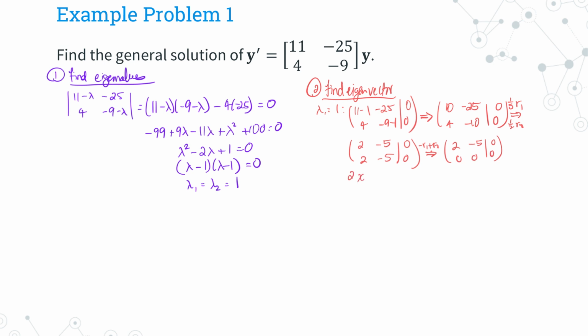So 2x1 minus 5x2 equals 0. So 2x1 is equal to 5x2, which tells us that our eigenvector would then be, well, let's see here. If we let x1 be 5, then x2 is 2, and that would make them equal. Right? So we end up with an eigenvector that is 5 and 2. So our first solution y1 then is 5, 2, e to the 1t.